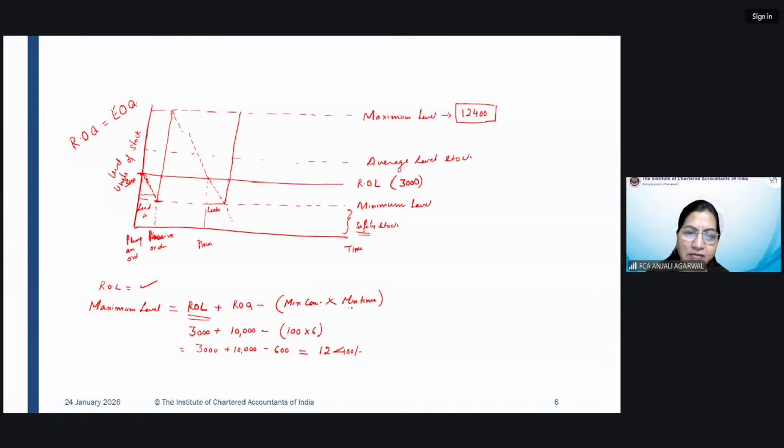But the moment you place an order, it does not happen that you receive it immediately. Why? Because it will take at least 6 days for you to receive the order. And in this period, you are going to consume something. Even if you consume minimum, you consume a minimum of 100. So 100 into 6, 600 units would be consumed in this period, lead time. The time from placing an order till receiving an order. And the moment you receive your order here, the level shoots up to the maximum level. So what is the maximum level? The maximum level is reorder level plus reorder quantity minus minimum consumption into minimum time.